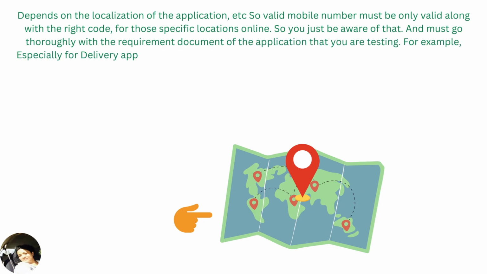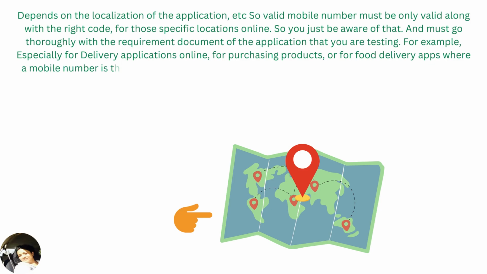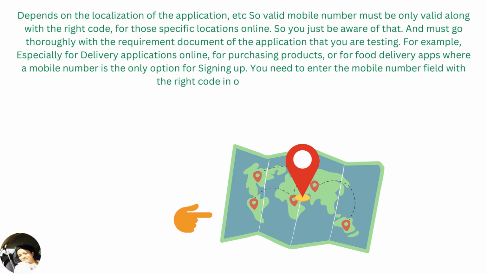For example, especially for delivery applications online, for purchasing products, or for food delivery apps where a mobile number is the only option for sign up, you need to enter the mobile number field with the right code in order to test the app.